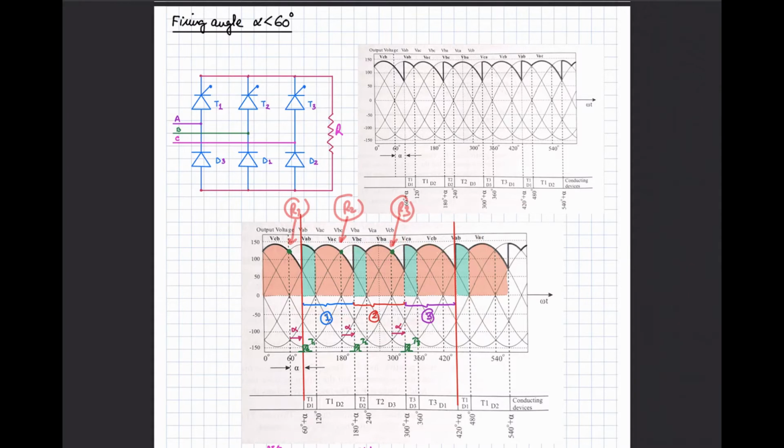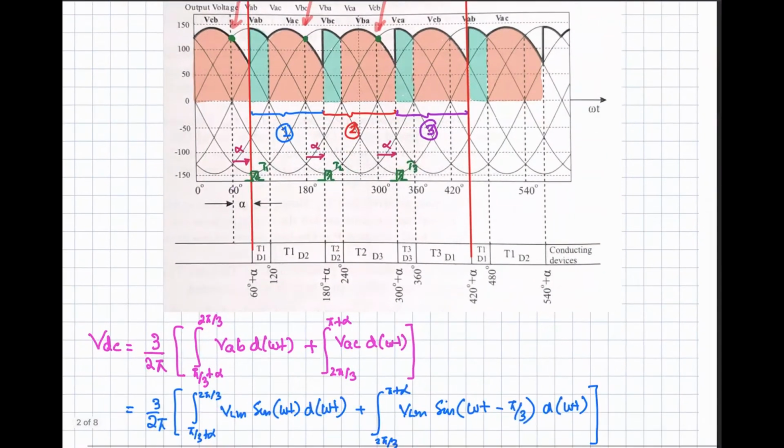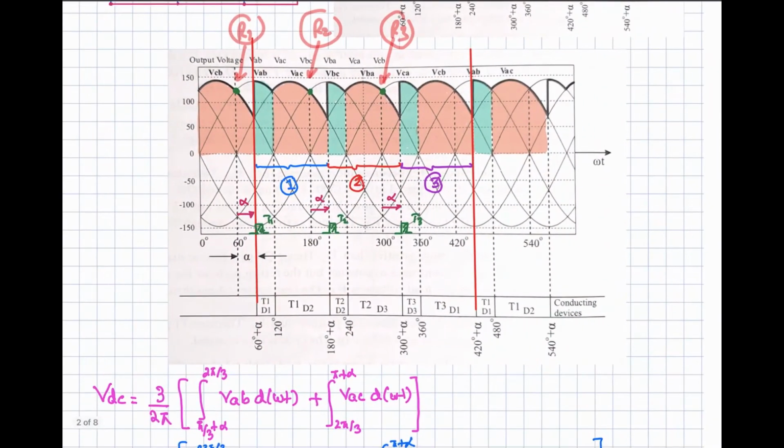Here you can see the first pulse was applied over here, then at an angle of 120 degrees the second pulse is applied, and then at an angle of 120 degrees the third pulse is applied, and so on. So this is the voltage waveform for the firing angle of alpha, but this alpha is less than 60 degrees.